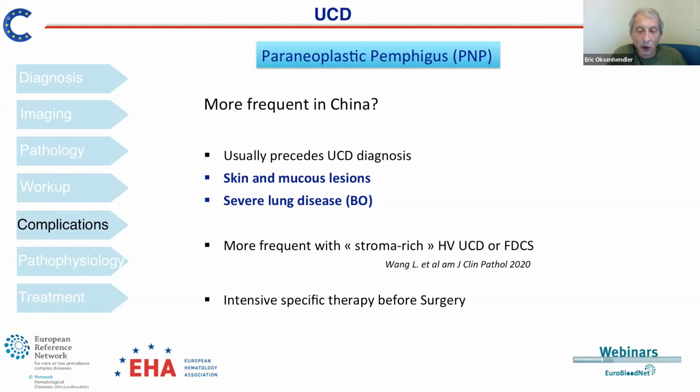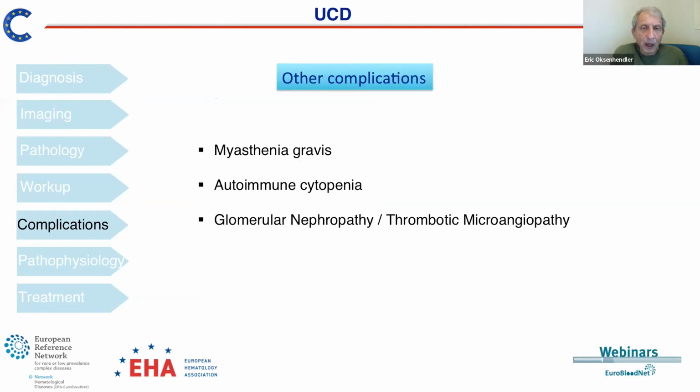It looks probably more frequent in stroma-rich hyaline vascular UCD. That means lesions where the proliferation of the stromal cells is important, or even in FDCS. And in the context of FDCS, the PNP complications are very frequent. So this will be important to know when we look at the treatment, as an intensive specific therapy is required before the surgery of the Castleman lesion.